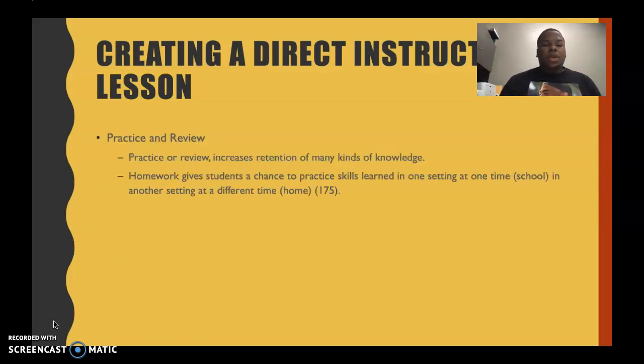The practice and review. Practice or review increases retention on many kinds of knowledge. Homework gives the student a chance to practice the skill learned in one setting, which is at home, and also in another setting, which is in school. Homework is very effective, I do see, in the school setting and also in the home setting as well.